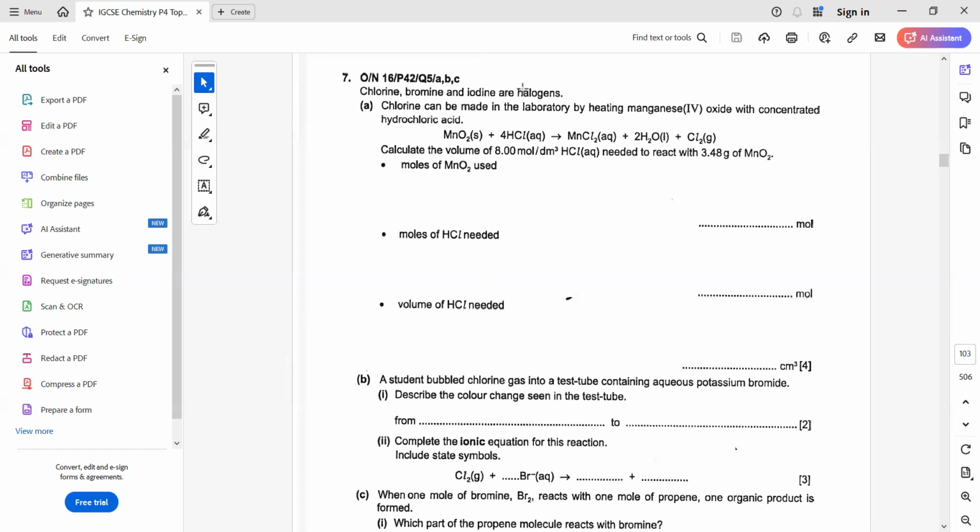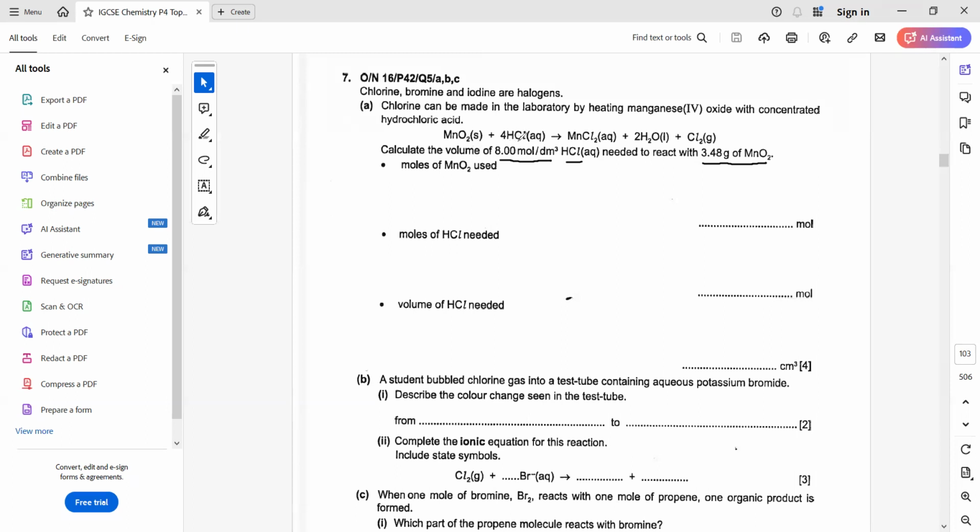They're basically asking us to do this. So let's try and solve this. First is the equation is here, and I'm provided with volume of this much HCl that is needed to react with this much MnO2. So I'm basically having 3.48 grams of MnO2. So they want me to find out the volume of HCl.